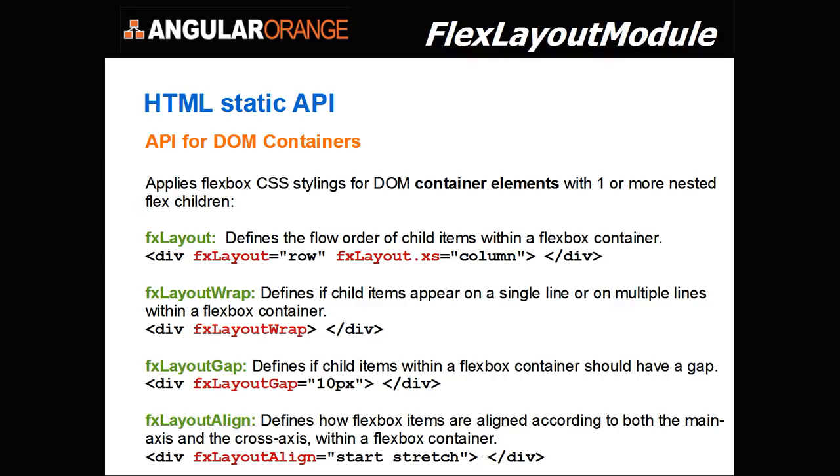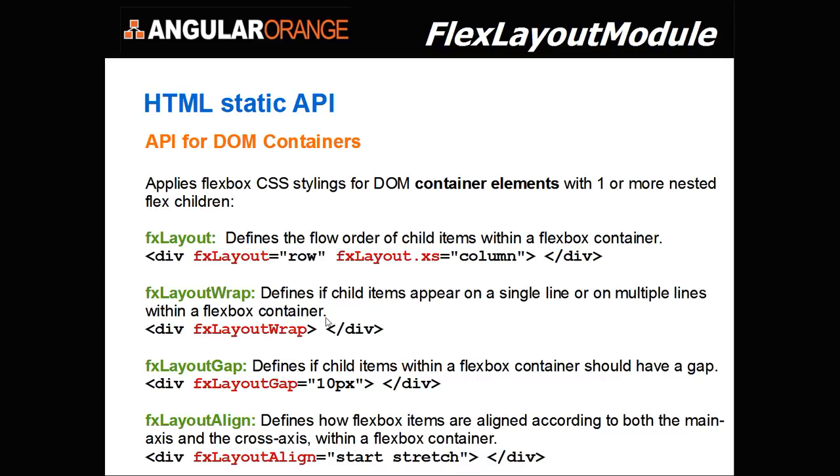Okay, so just an overview of the static API for the DOM containers. It applies the Flexbox CSS styles to the DOM container elements. And the containers are going to have one or more nested children. So you have this layout, the flow layout. It could be row. It defines the flow order of the items within the Flexbox. So you could define it to be row, and then for mobile devices, it could be column. And I showed you an example of what that might look like.